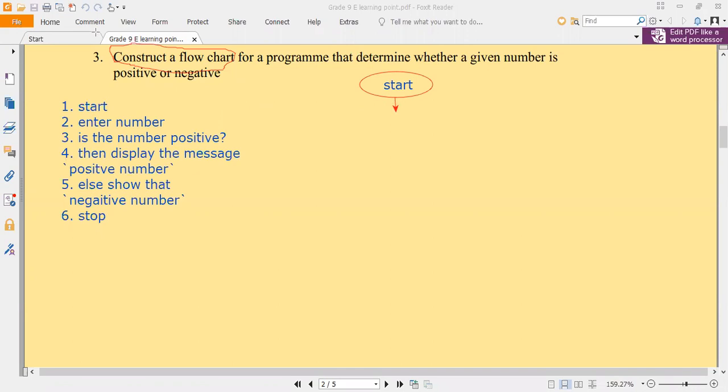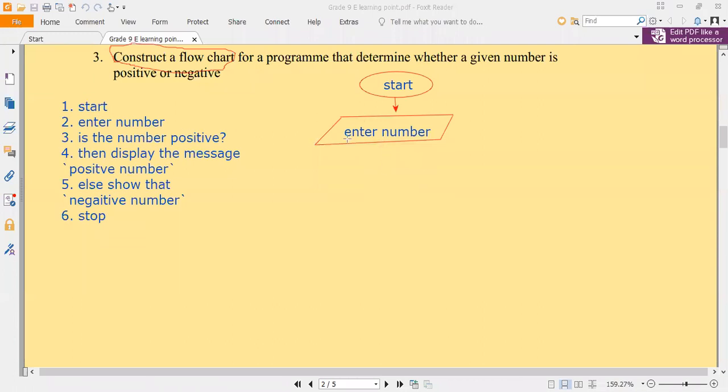And then when you say enter, you know the shape for enter. The shape for enter has to be something like a parallelogram. I haven't drawn it perfectly well, but that is an enter shape. So we're going to write in there, enter number. Every instruction must be written inside of the shape. And once we enter the number, we put a direction arrow.